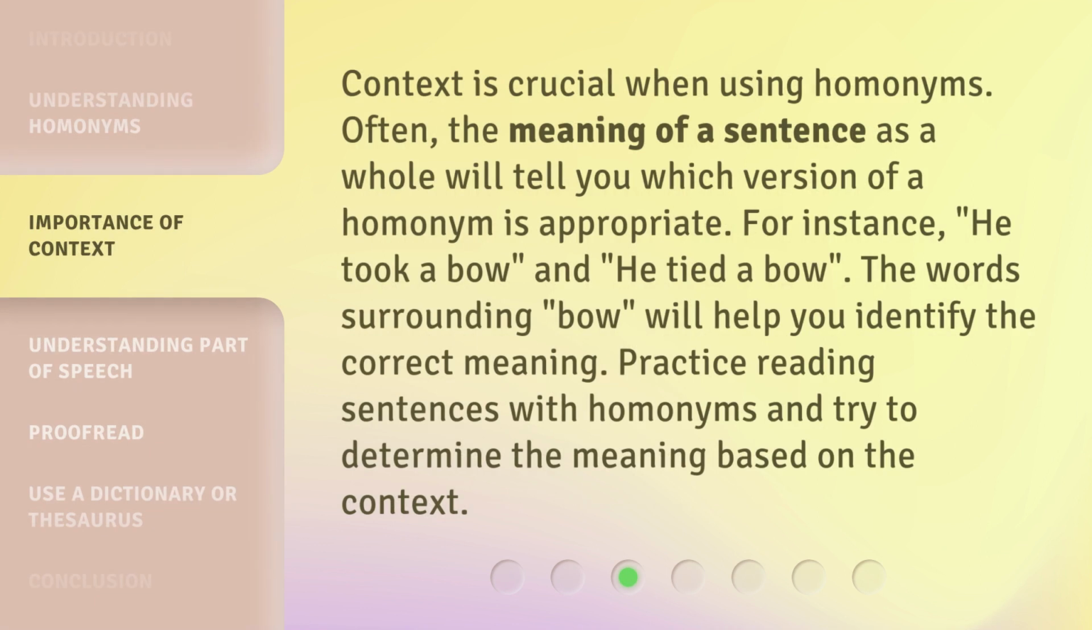Context is crucial when using homonyms. Often, the meaning of a sentence as a whole will tell you which version of a homonym is appropriate. For instance, he took a bow, and he tied a bow. The words surrounding bow will help you identify the correct meaning. Practice reading sentences with homonyms and try to determine the meaning based on the context.